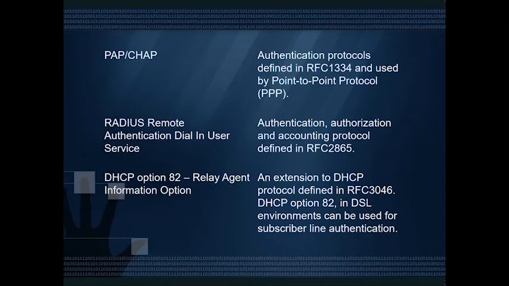PAP and CHAP are authentication protocols defined in RFC 1334 and used by Point-to-Point Protocol, PPP. RADIUS, Remote Authentication Dial-In User Service, is an authentication, authorization and accounting protocol defined in RFC 2865. DHCP option 82, the relay agent information option, is an extension to the DHCP protocol defined in RFC 3046. DHCP option 82 in DSL environments can be used for subscriber line authentication.